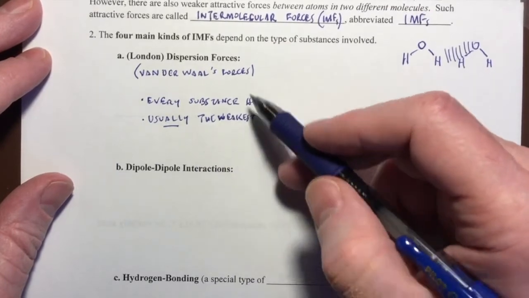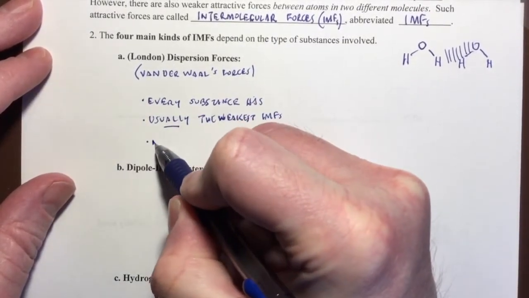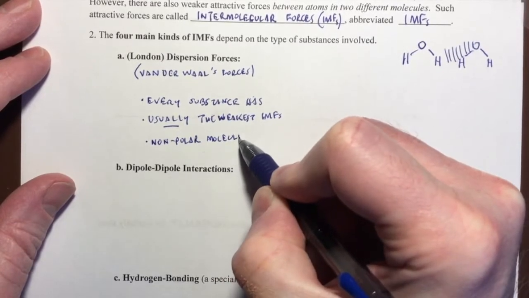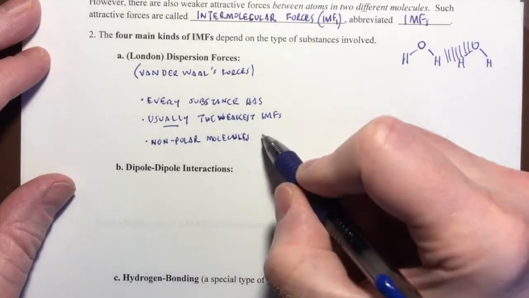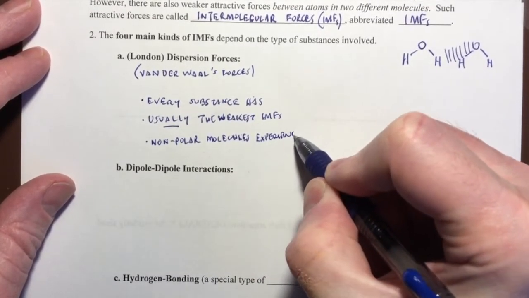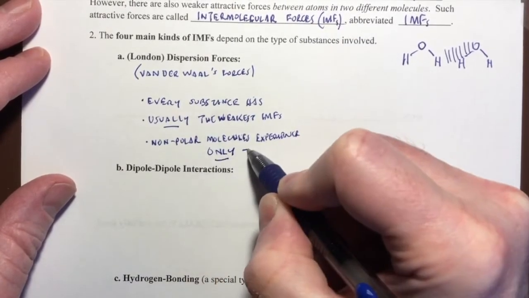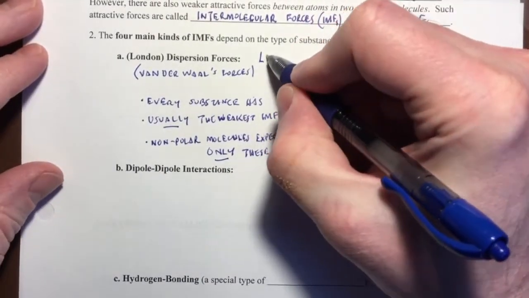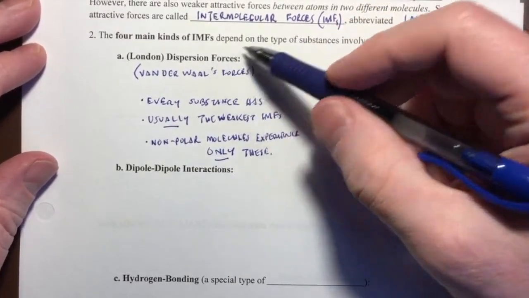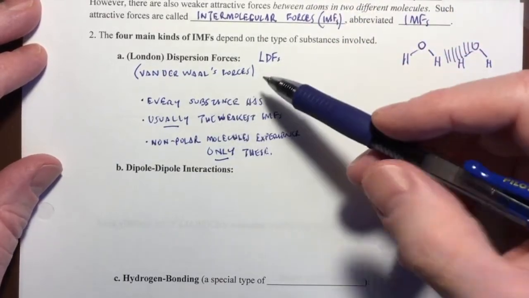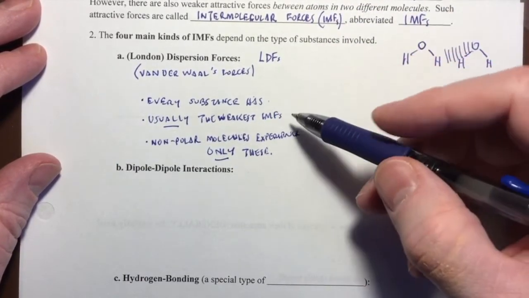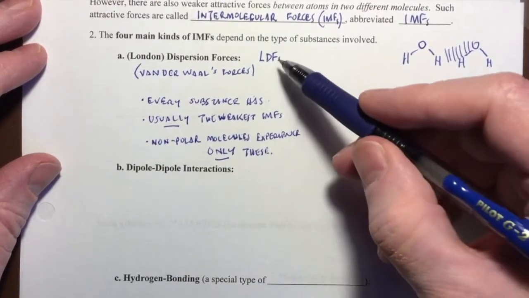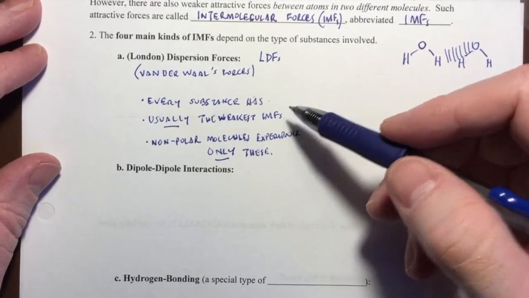And there's something very important about the London Dispersion Forces, and that is nonpolar molecules experience only these. So let me abbreviate these. London Dispersion Forces, we'll call them LDFs. LDFs, or London Dispersion Forces, are a type of intermolecular force. Every substance has them. They're usually the weakest type of intermolecular force. And for nonpolar molecules, London Dispersion Forces are the only IMFs that they have.